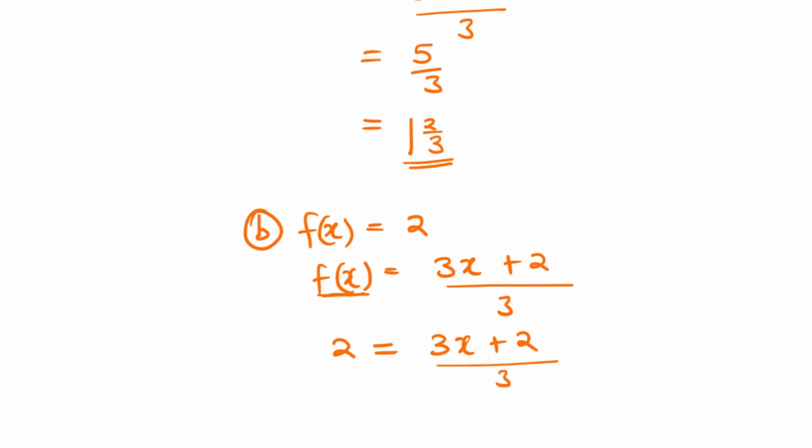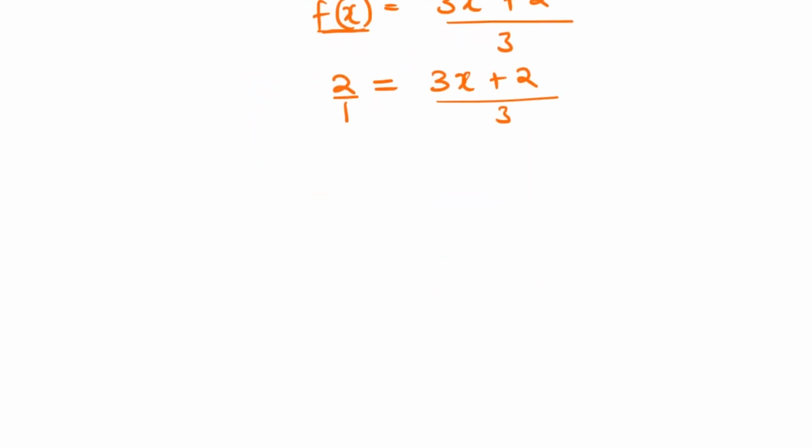We can cross multiply, so this 2 is over 1. Any whole number is over 1. And we are saying 1 here is multiplying 3x plus 2. So 1 times 3x plus 2 is just 3x plus 2 is equal to 3 multiplying 2, that's cross multiplication, 6. So 3 times 2 is just 6.